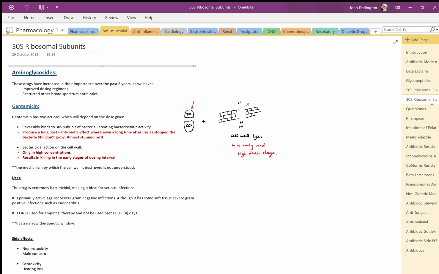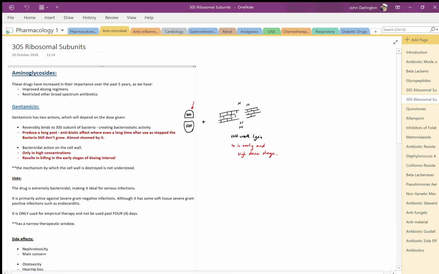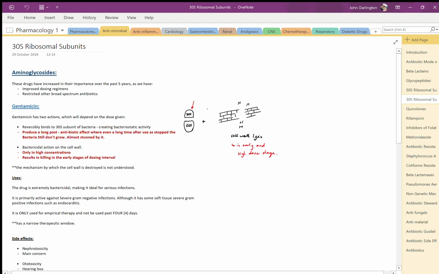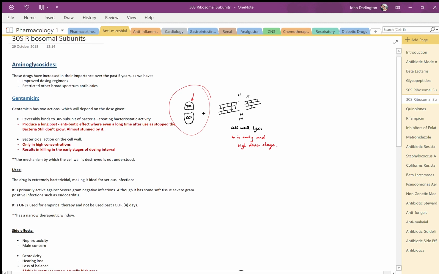Okay, so the 30S ribosomes. So they're a very important drug to know about here. So I've explained what the ribosomal units are, and so you know how these work. There's a particular drug in here called gentamicin. So this is gentamicin. You should have heard of this. So gentamicin is very good at inhibiting gram-negative bacteria. So much so that if you take a swab and it comes back and it's gram-negative, one of the first-line drugs is usually gentamicin.